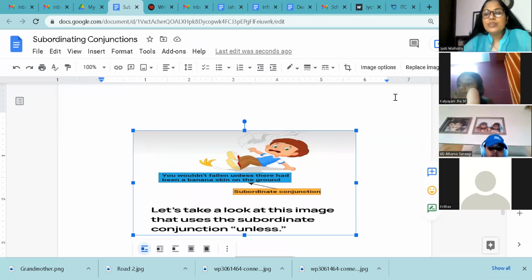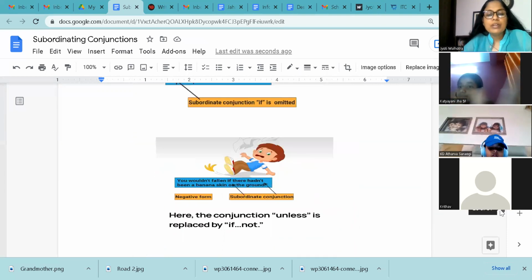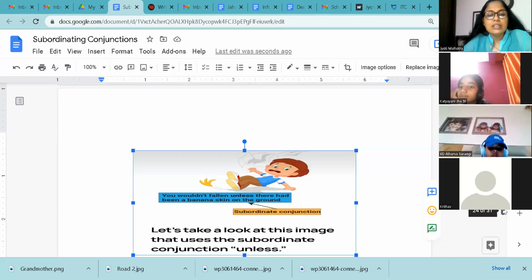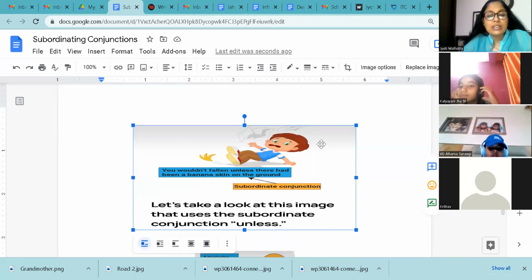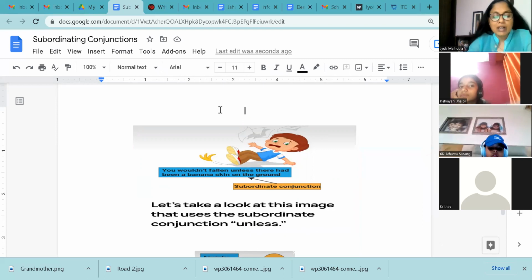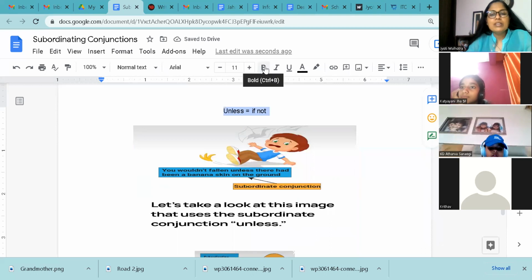Okay, so what is the difference between if and unless, children? If, see, had not. So here I've used not in the sentence, but here I have not used not in a sentence. So it means, children, that the meaning of unless is equal to, wait a minute, if not. Okay, did you understand? Meaning of unless is if not.